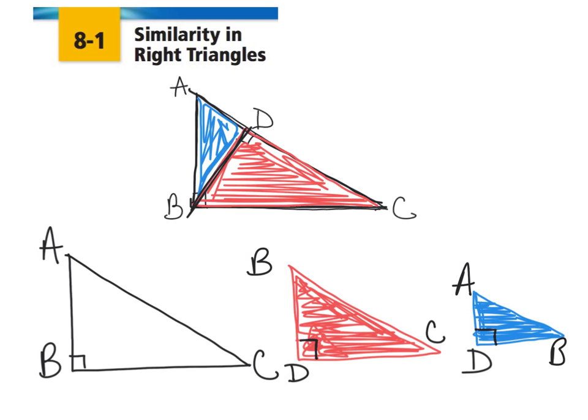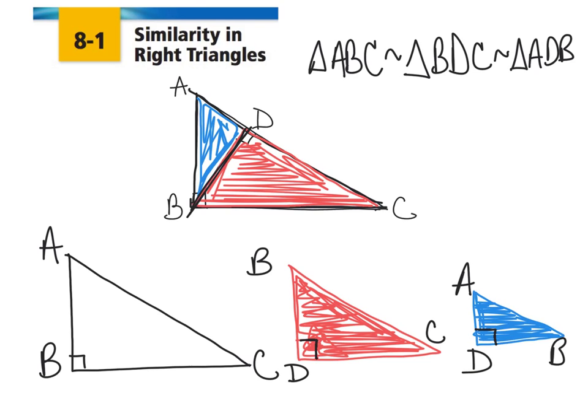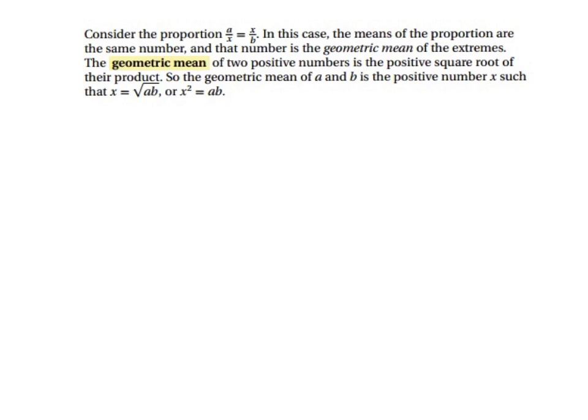So what do we know? We know that they are all similar. So this is a similarity statement. We can say triangle ABC is similar to triangle BDC, which is similar to triangle ADB. So they are all similar. All right, we're going to look at this.